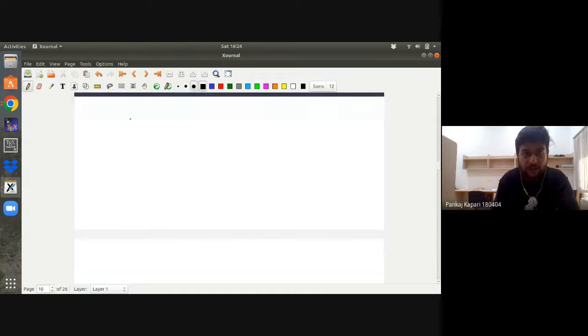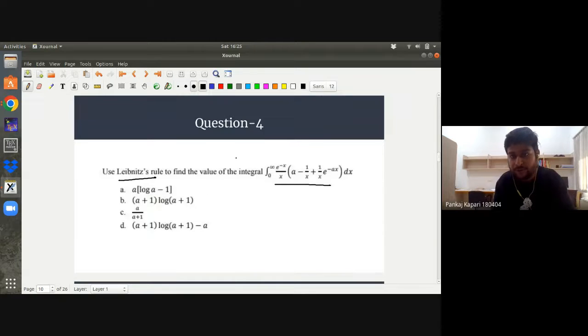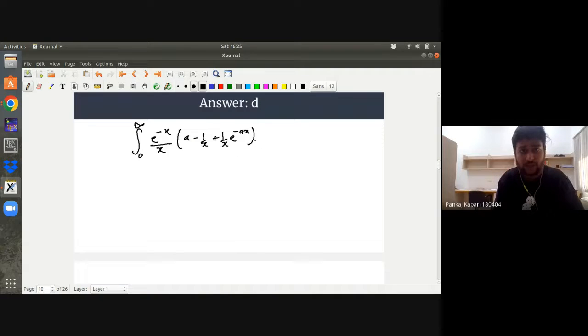Note that the integral which we have is 0 to infinity e to the power minus x divided by x. In bracket we have a minus 1 by x plus 1 by x times e to the power minus of ax, dx. Now note that this variable of integration is x. So when you integrate with respect to x, this value of the integral will depend on this constant a.